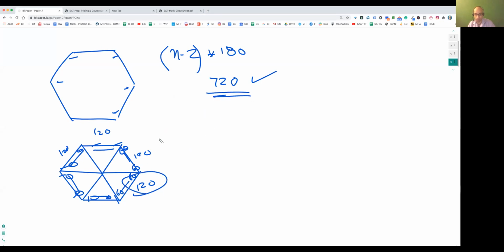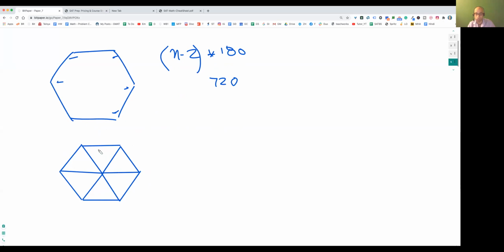You take 120, 120, 120, add all these 120s, you get 720, which is exactly what you got using this fantastic formula, right? So one more thing to remember, that a regular hexagon means all the sides and the angles are equal. Let me just write it down for you. A regular hexagon, all of its angles are 60 degrees, and this is an equilateral triangle. This is an important step you need to understand.